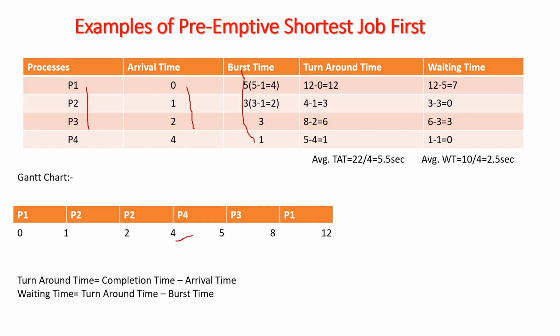Again at 4 time units process P4 has arrived in the ready queue. So what is its burst time? 1. So it is the minimum, so P4 will be executed for 1 time unit. So 4 plus 1, 5.